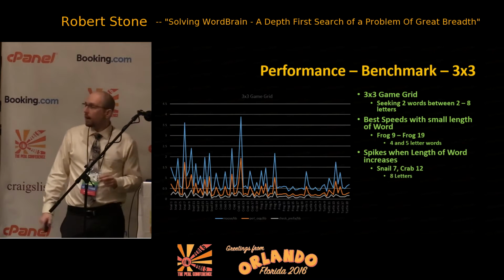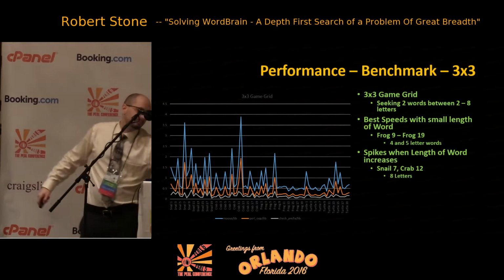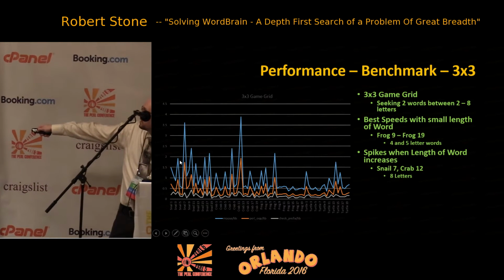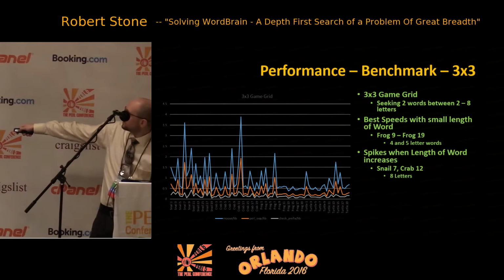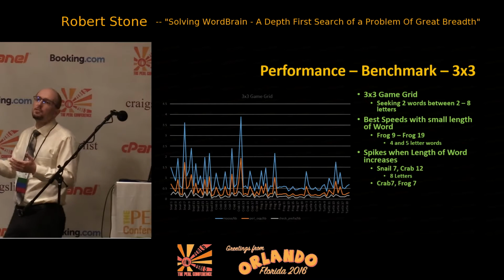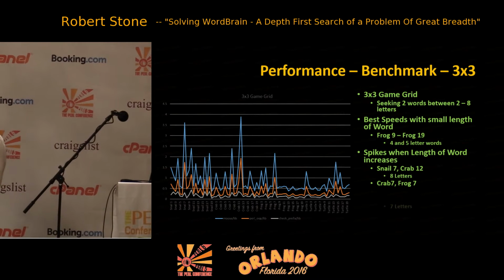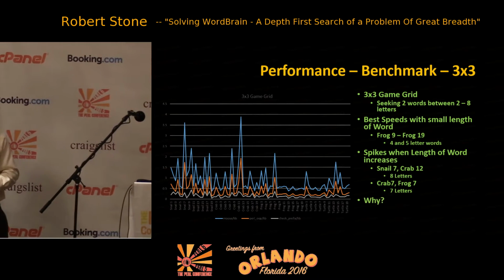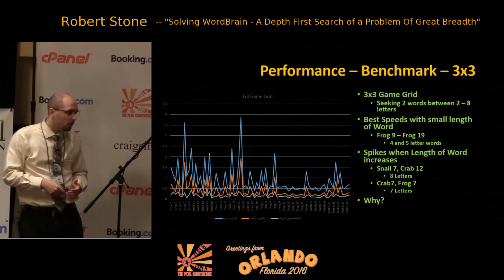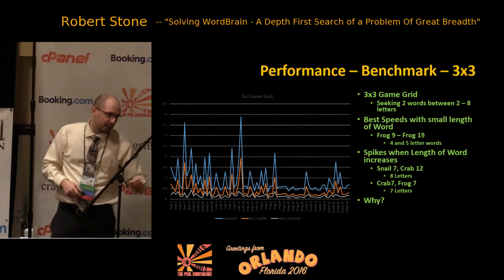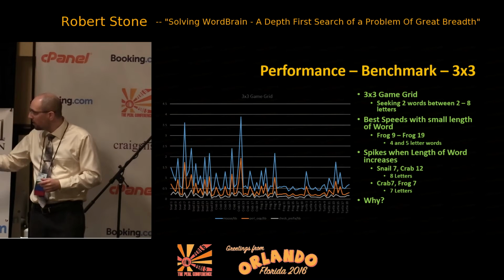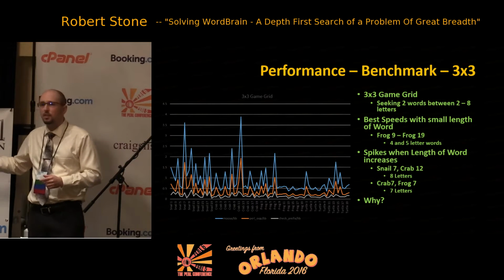Snail 7 and crab 12. This huge peak is snail 7, and this is crab 12. In those cases, we have 8 letters. And then you'll see similar spikes for crab 7 and frog 7. In that case, it's 7 letters. The question is why? And actually, this is an open question to you. I'm doing okay on time, so I can actually ask it. Why, and anyone's free to answer, why do these levels perform worse than those levels?